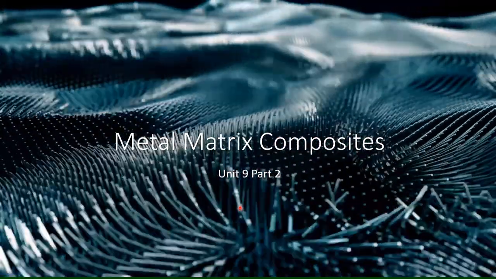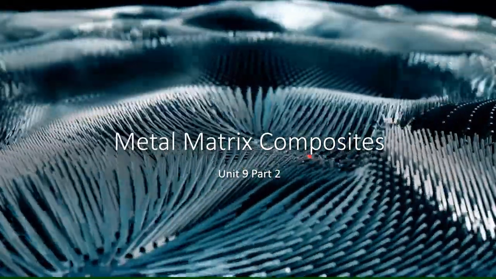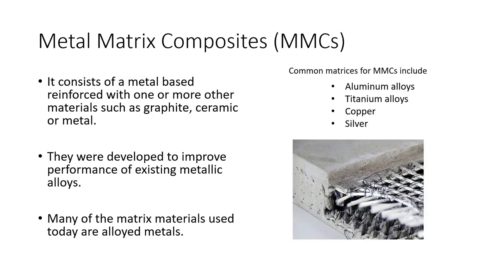Okay, so unit 9, part 2, we're going to get into metal matrix composites. We call them MMCs. The S is just showing you composites as plural. So it consists of a metal base. Again, right now your matrix is going to be metal, yeah? And then your reinforcement is going to be different kinds of chemical compounds.